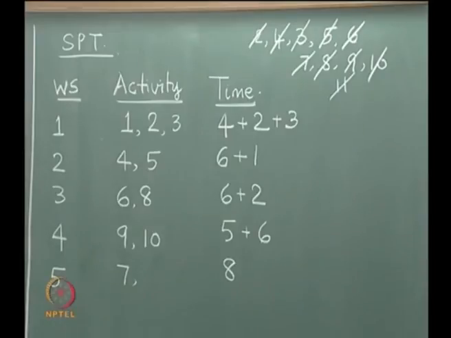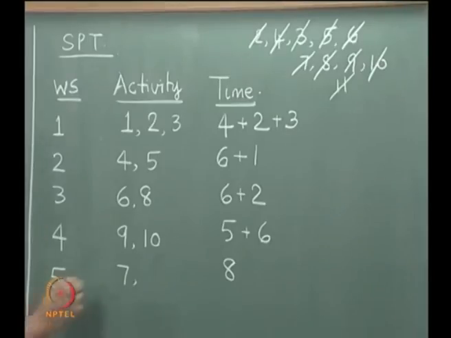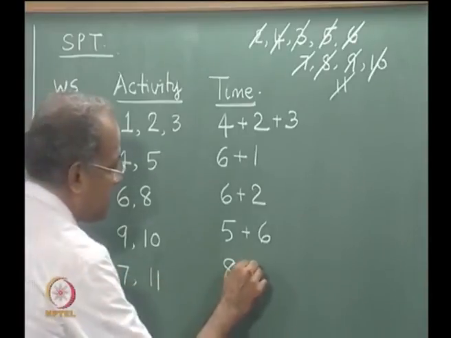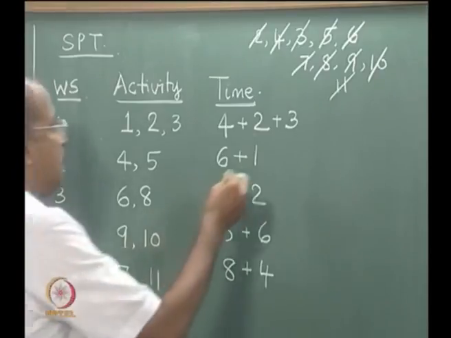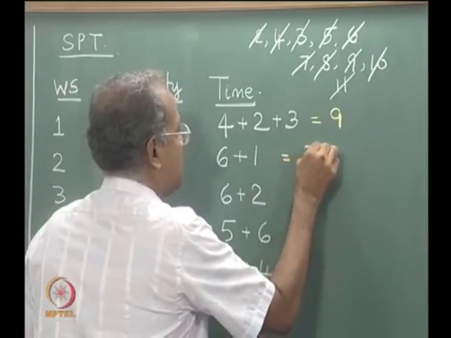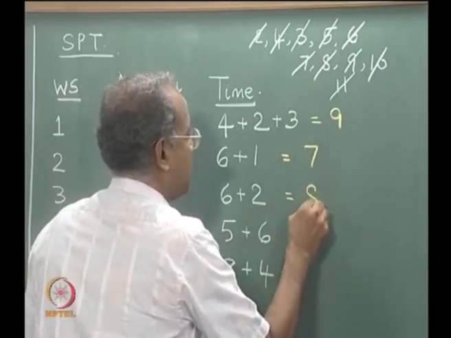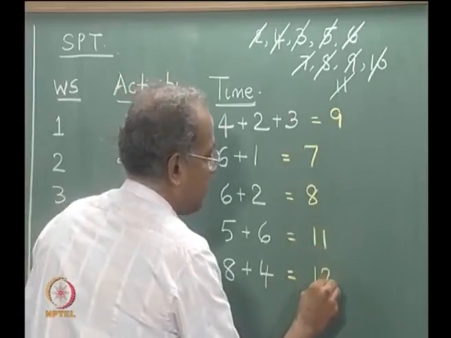11 has 4 time units required. So add 11, 7 and 11, 8 plus 4. So now all the activities are assigned and we get a solution like this. Now the cycle times in each of these are 4 plus 2, 6 plus 3, 9, 6 plus 1, 7, 6 plus 2, 8, 5 plus 6, 11 and 8 plus 4, 12.